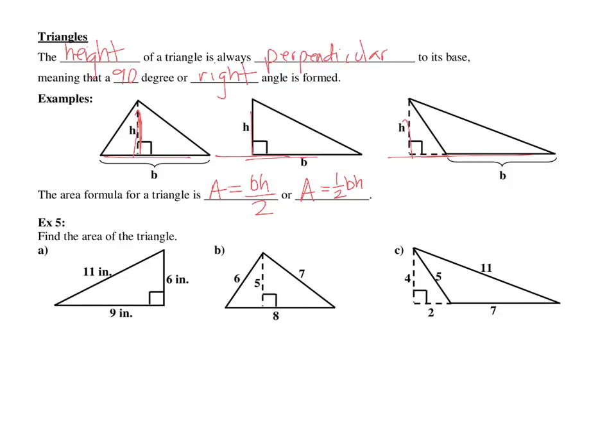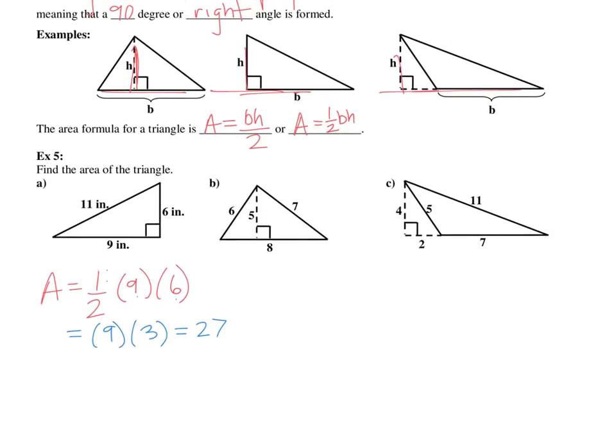For example 5, find the area of the triangle. So we have area is equal to half of the base, which is 9, times the height. Now, which would you rather do? Half times 9 or half times 6? Do half times 6 first, because it's an even number. Keeps it simple. So now I have 9 times 3, which is 27. So here I have area is equal to 27 inches squared.